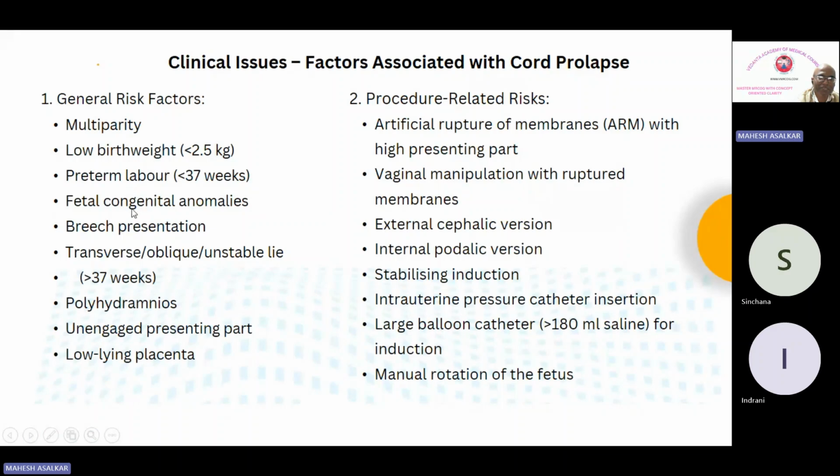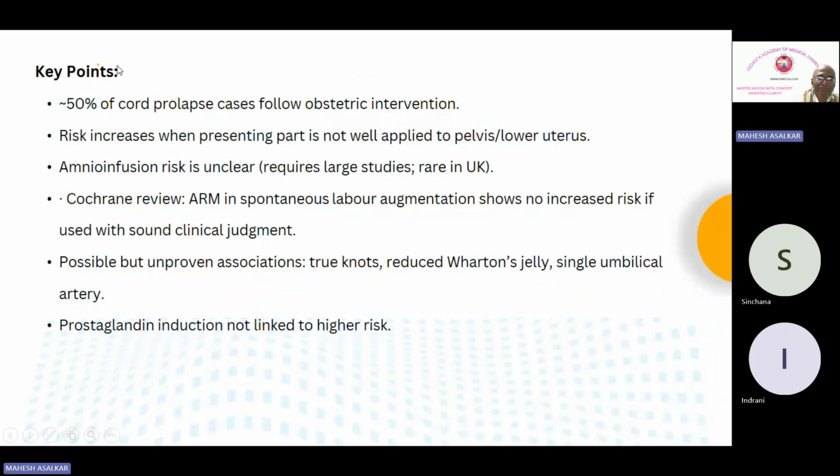Multiparity, low birth weight, preterm labor, congenital anomalies, breech presentation, transverse, oblique, unstable lie. These are all factors we know. Then procedure related: ARM with a high presenting part, vaginal manipulation with ruptured membranes, external cephalic version, internal podalic version, stabilizing induction, intrauterine pressure catheter insertion, or a large balloon catheter of more than 180 ml saline for induction, which can displace the presenting part and permit the cord to come down, and manual rotation of the fetus. So these are the clinical conditions in which there can be cord prolapse.